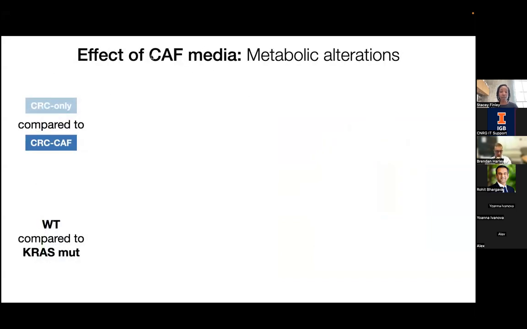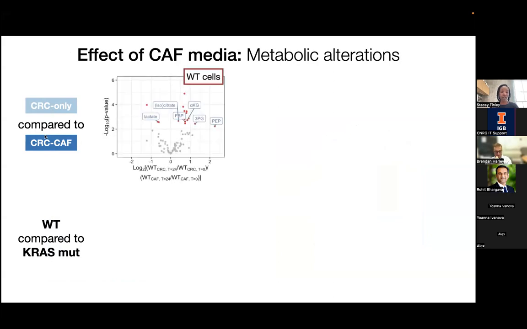And so that's where we started to look at, well, what is the effect of the CAF conditioned media on particular metabolism of the colorectal cancer cells? And what we could do is to make two different comparisons, right? We can compare the effect of the media. So those were cells that were grown in CRC only media versus those that were switched to CAF conditioned media. We can also compare the effect of the mutation, wild type versus KRAS mutant cells.